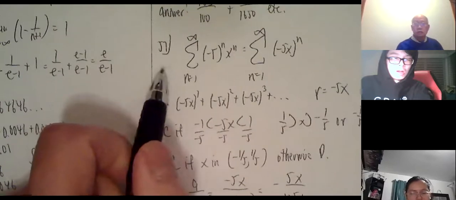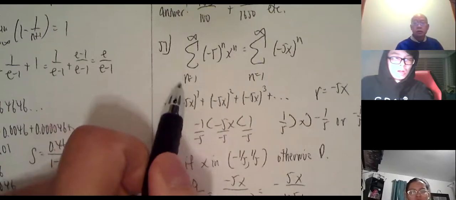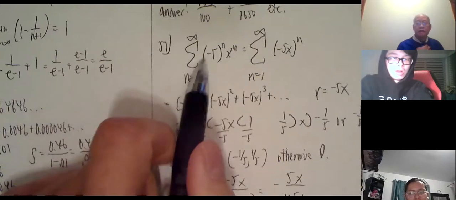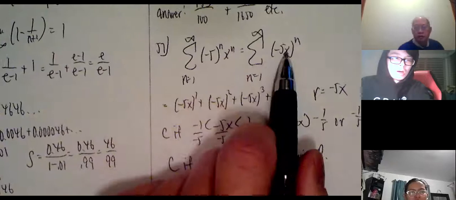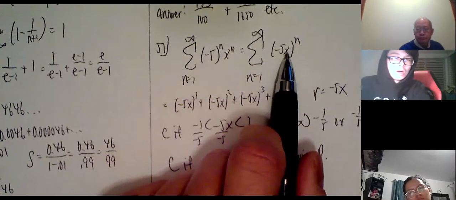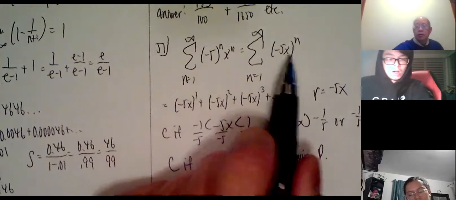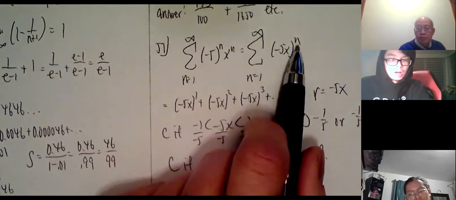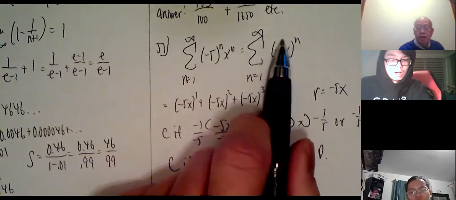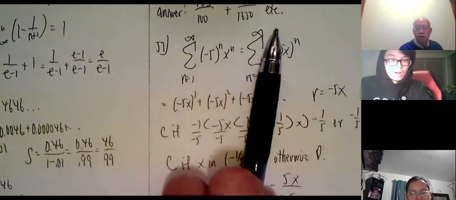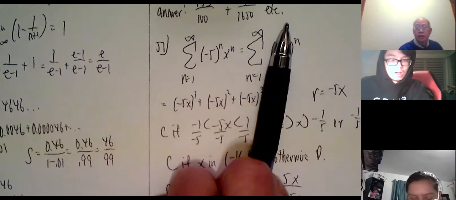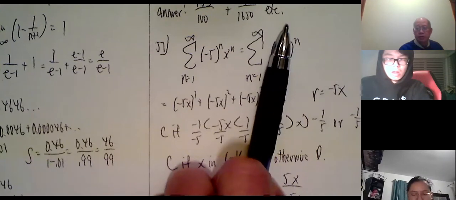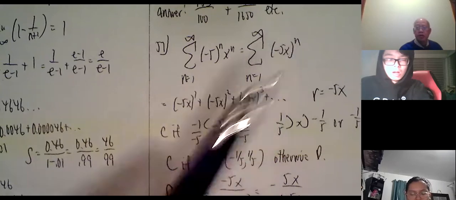Okay, 57. It goes summation n equals 1 to infinity of -5 to the n, x to the n, which I'm going to write as -5x to the n. Now, I mentioned last time, when you see something like this, you should highly suspect the common ratio is whatever's in parentheses. But check to make sure.